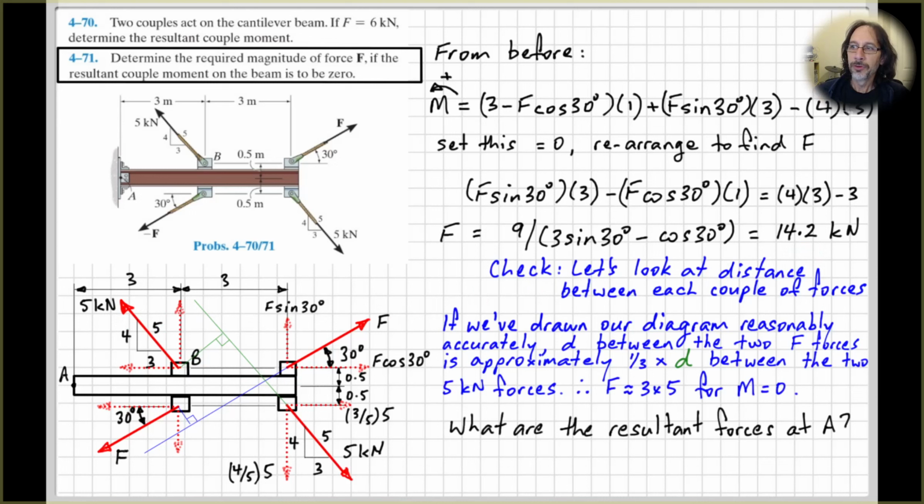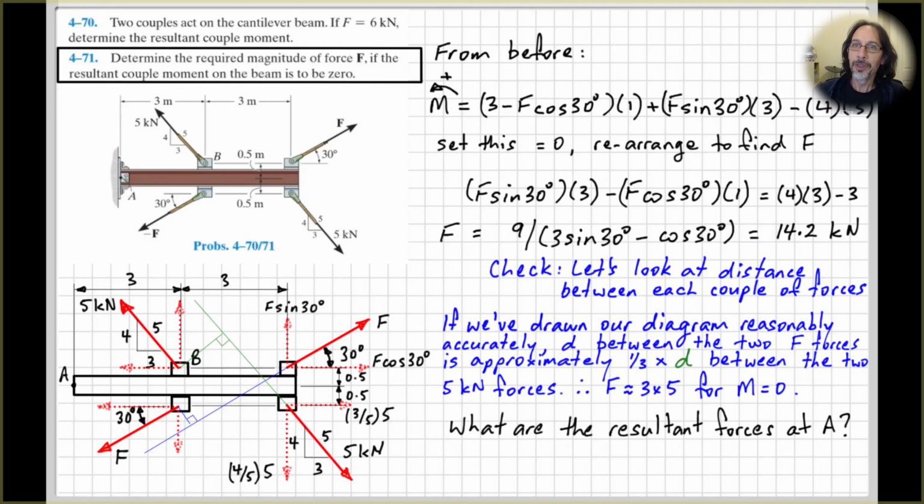And what are the resultant forces at A for this system? What are our resultant forces? So in previous problems, we've worked out, if we have a system of forces like this, we said, all right, what are the resultant forces at some point? What are the resultant forces and couple moment?